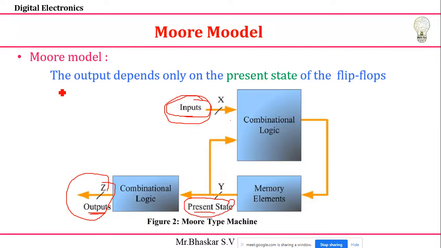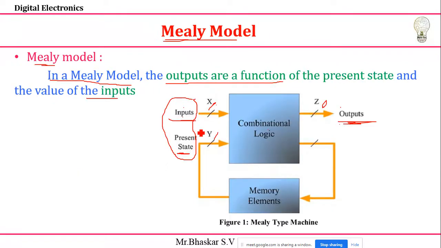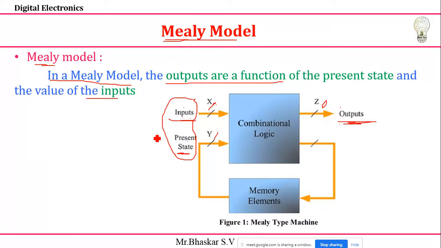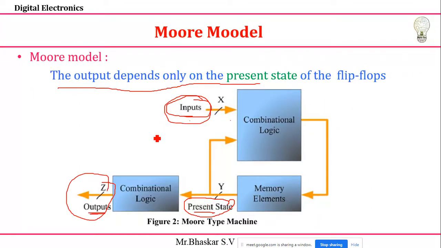See, the output depends only on the present state. It does not depend upon the inputs. So in Mealy models, it depends upon the input as well as the present state, and when it comes to a Moore model, it depends only on the present state. That is the difference between the Mealy and Moore models. Is it clear about this difference?